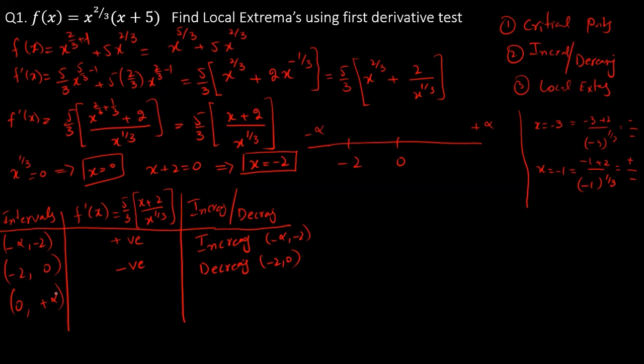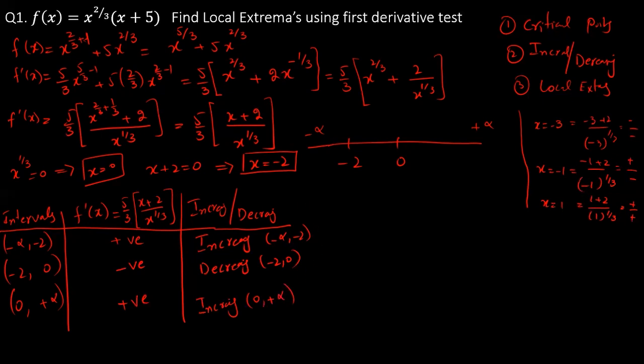And the last one is from 0 to plus infinity, and let's pick a positive value from this interval. When we pick 1, it will give us (1 + 2) by 1^(1/3), and we'll get positive from the numerator and positive from the denominator, and the final answer is positive. So this means that the function is increasing in this interval.